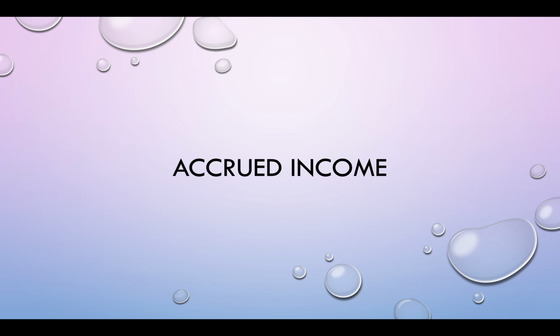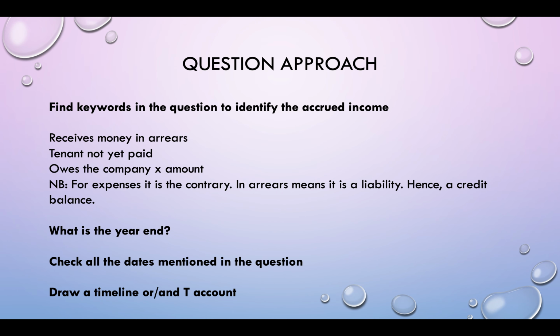Accrued income. Accrued income is just income that people owe you, but they haven't paid yet. Keywords in the question need to be identified, such as in arrears, not yet paid, and it is to note that for expenses it is always the contrary.